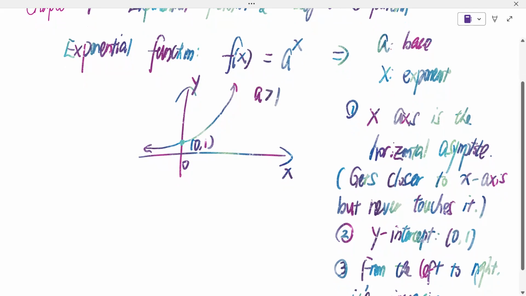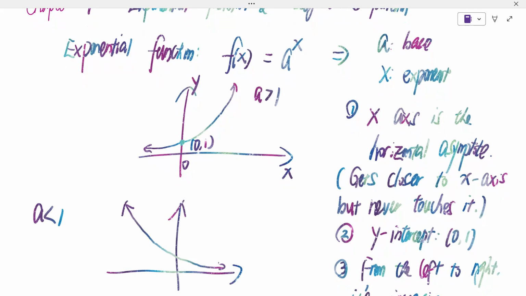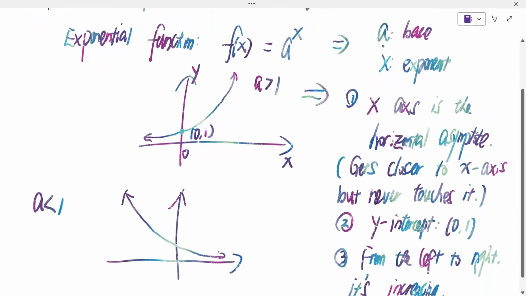When a is less than 1, meaning the base is less than 1, then you're going to see something like this. This is what we call exponential decay, right? It's decreasing from left to right. So those are the two typical types, either increasing, exponential growth, or decreasing, exponential decay.